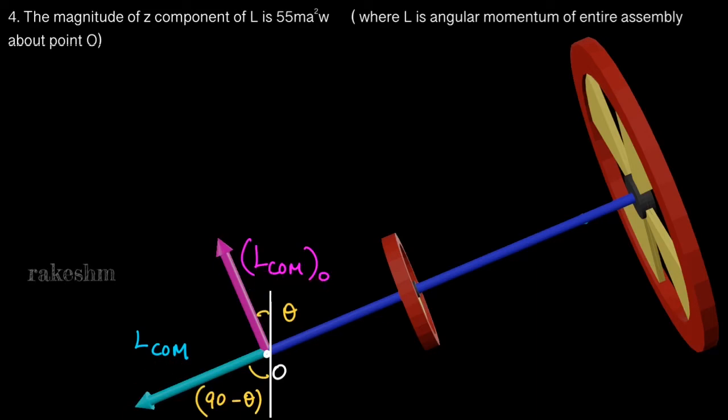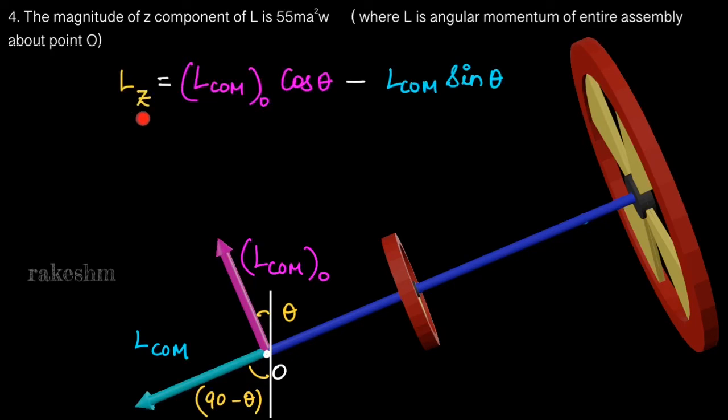Now the sum of these two vectors in the z direction will be LCOMO cos theta minus LCOM sin theta. So the z component is LCOMO cos theta minus LCOM sin theta. One more thing, we are writing this as theta here, as we know the angle between this and horizontal is theta. So this will be 90 minus theta and this angle will be theta. We know that this angle here is 90, and if this is theta and this is 90, this will be 90 minus theta. So that is why I marked this as theta and 90 minus theta.